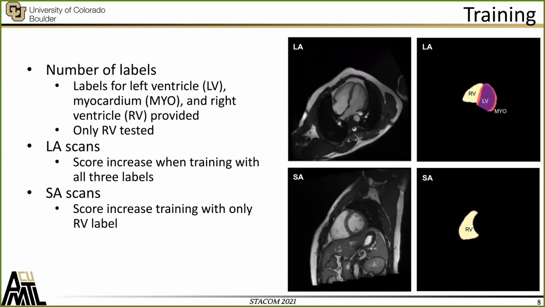The training data provided for the competition had 3 areas of the heart labeled: the left ventricle, myocardium, and right ventricle. But for the final testing, only the right ventricle segmentation was considered. As we used different networks for the long axis and short axis scans, we were able to test the number of labels individually for each network. For the long axis scans, we found a significant training performance increase when we trained with all 3 labels over just the right ventricle, likely due to overfitting. However, when we trained the short axis scans, we found an increase in training performance when only using the right ventricle segmentations. We then did the rest of our experiments and training using these labels for each network.